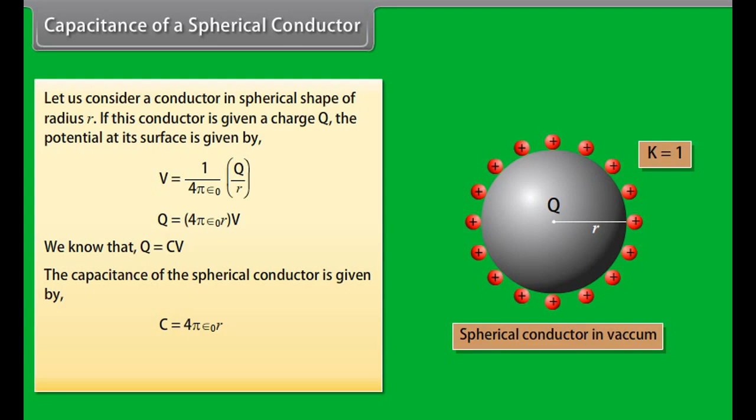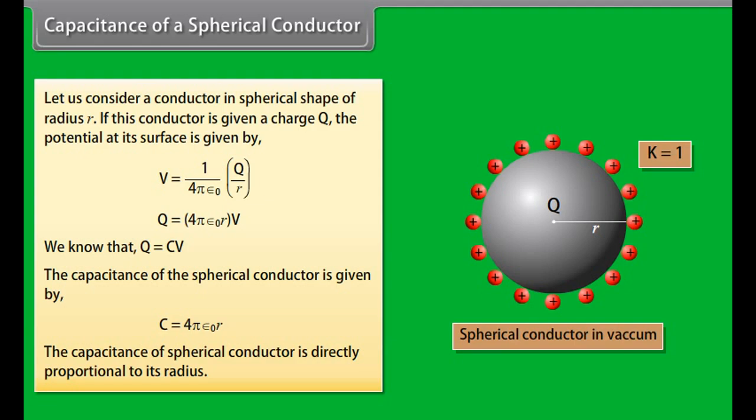This relation shows that the capacitance of a spherical conductor is directly proportional to its radius. The larger the radius, the larger will be its capacitance. This expression is true for the conductor placed in air or vacuum.